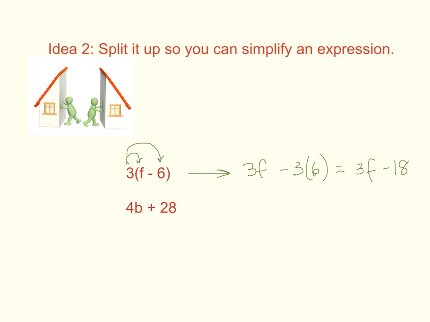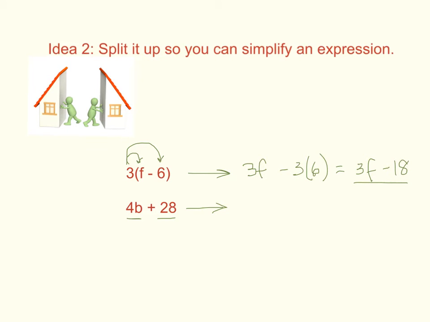You notice the next one is in the same format as this one right here. I have a coefficient, a variable, and a constant. Coefficient, variable, constant. That's already in that format. Well, distributive property says I can go the opposite direction and I can undo something. I can split the 4b and the 28 apart.